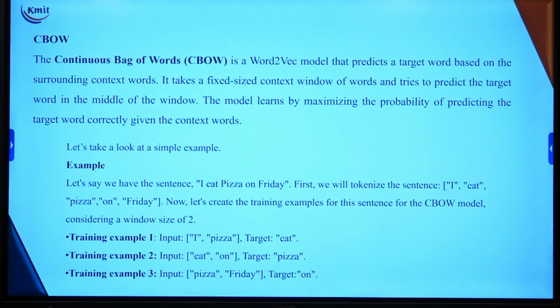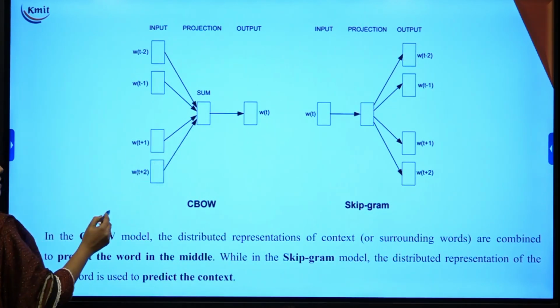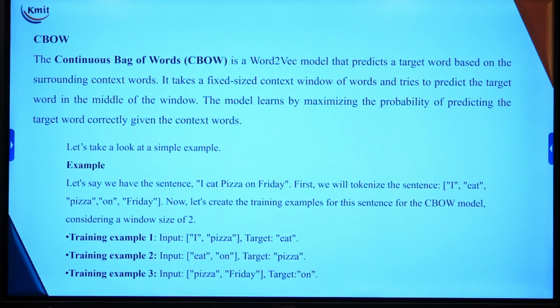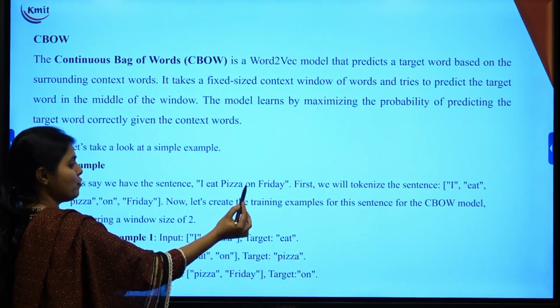Okay, first let's look into CBOW. CBOW, the continuous bag of words, is a word to vector model that predicts a target word based on the surrounding context of words. Based on the surrounding context of words, the target word is being predicted. Let us take an example. Let us look into this sentence: I eat pizza on Friday.